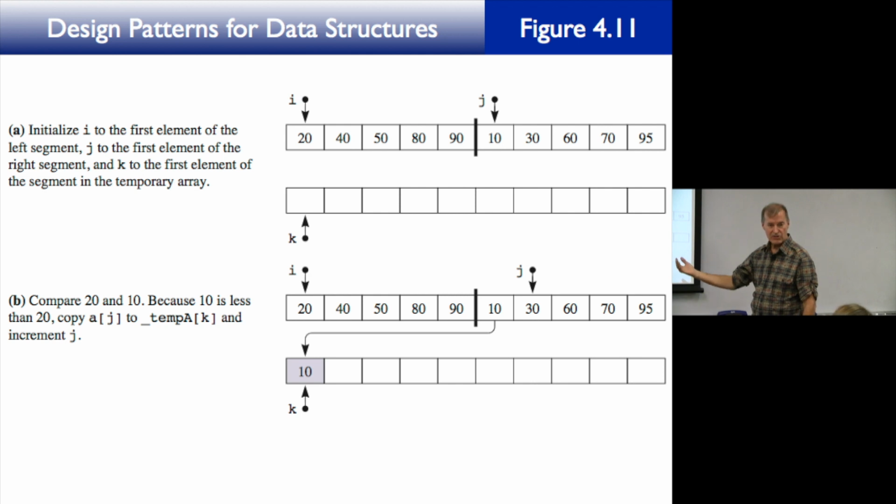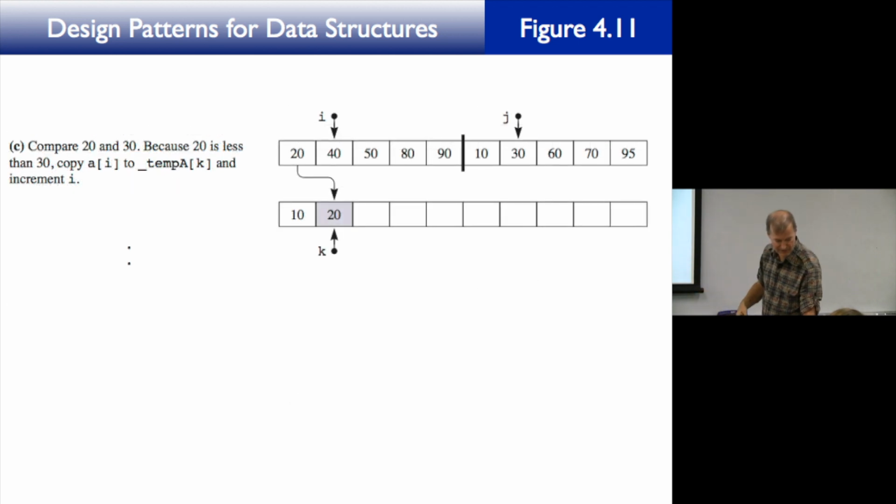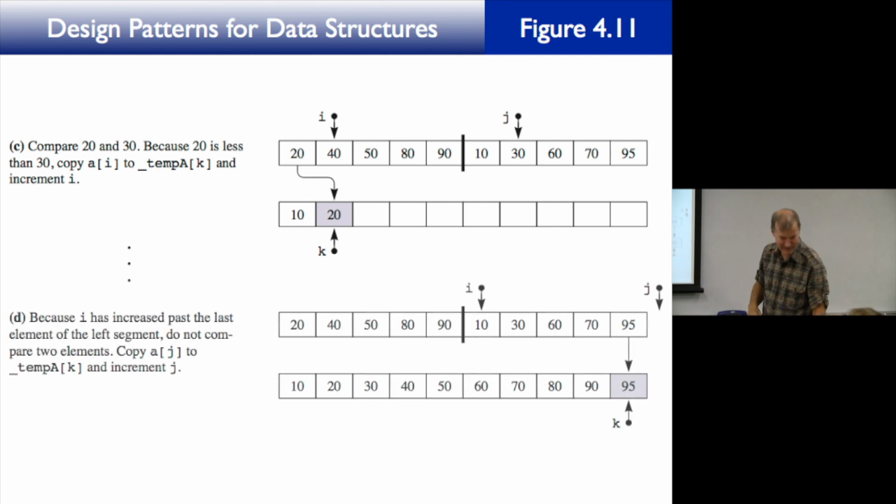And k is always just the control variable of your single loop, it should just be k. Does everybody see? And now what happens is j is at 30, right? So now what do we compare? The 20 and the 30. And which one's smaller? This was not a hard question. 20 and 30, which one is smaller? 20, so the 20 comes down, etc., until you get to the end.